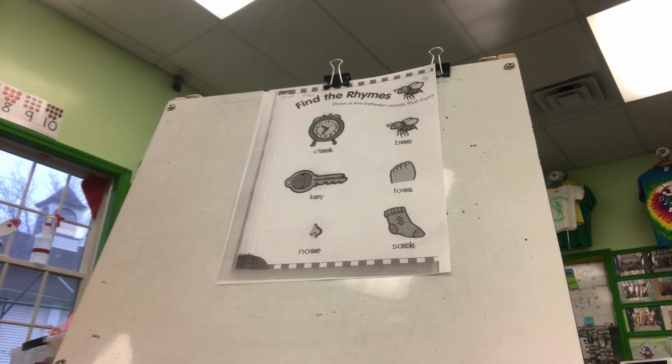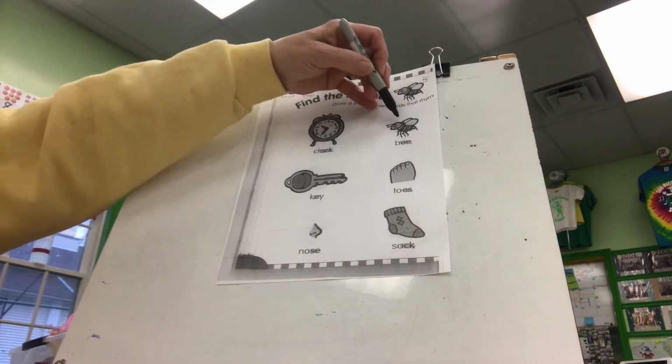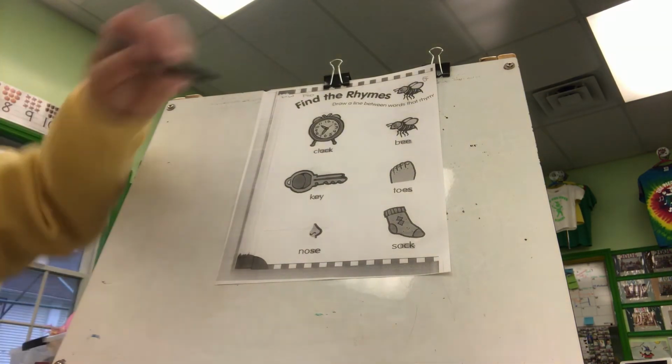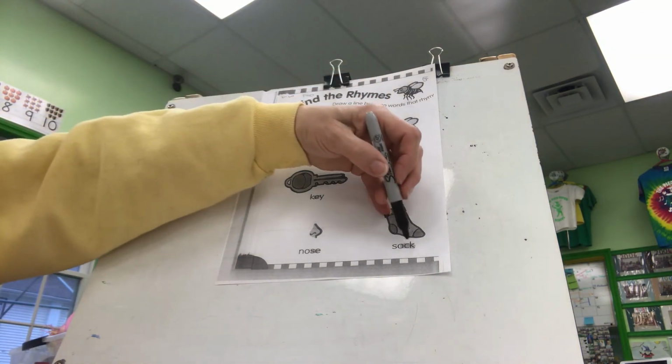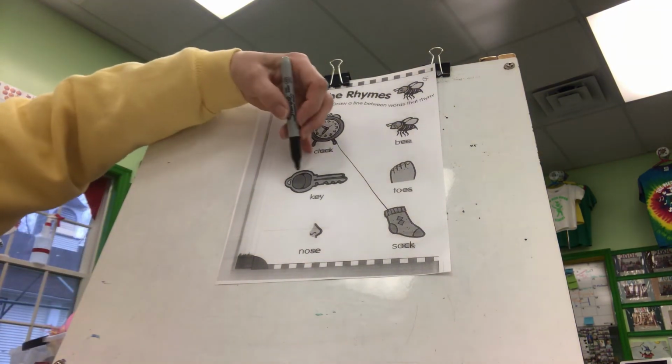We know the first word is a clock, and there's the ending O-C-K. Look across. Which one of those words rhymes with clock? Did you say sock? Then you're correct. And then look at the endings. O-C-K, O-C-K, same. So the endings are the same. You rhyme.